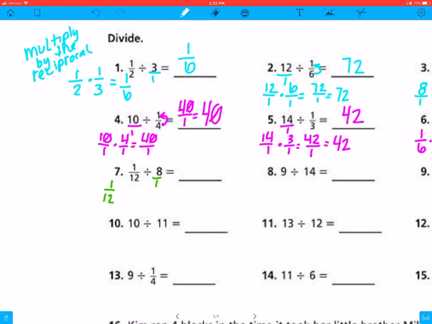1/12 divided by 8 over 1 is 1/12 multiplied by 1 over 8, which is equal to 1 over, and I can go over to the left where I have more room, 8 multiplied by 2, 16, carry the 1. So 96 as my denominator, 1 over 96.